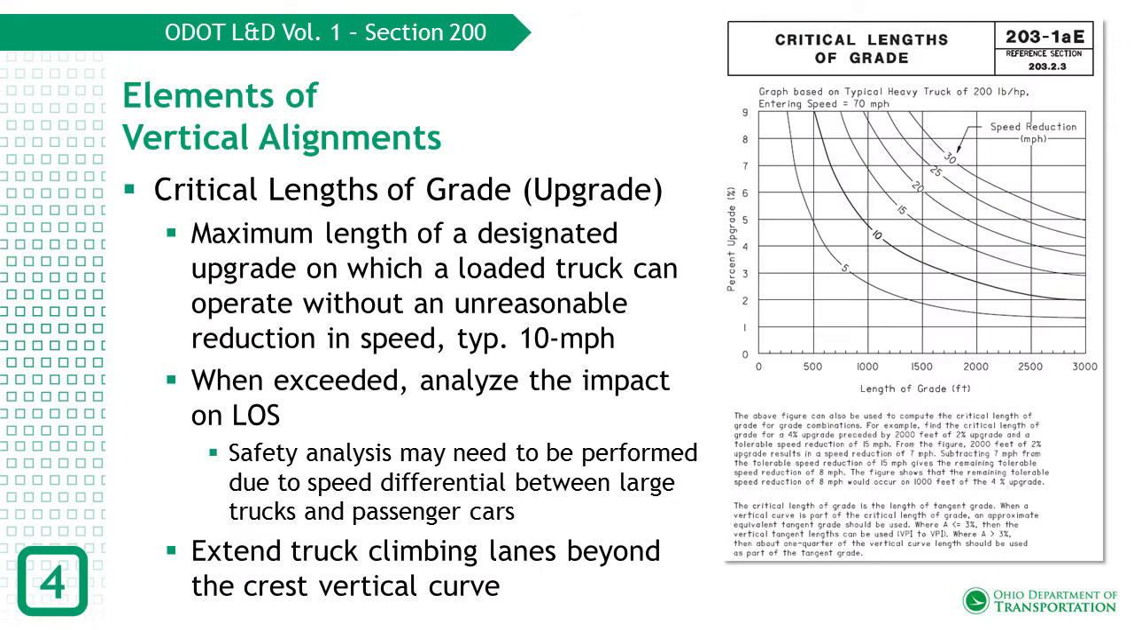Steep uphill vertical grades can have an impact on traffic operations and can introduce a safety issue. Specifically, critical lengths of grade are those grades on which a loaded truck can operate without an unreasonable reduction in speed, which is typically 10 miles per hour. Lengths that exceed these can create safety issues by introducing too great of speed differentials between cars and trucks on the same facility. When these lengths are exceeded, designers should analyze the impacts on level of service and complete the safety analysis. In those situations where trucks drop below the reasonable reduction in speed, truck climbing lanes should be investigated.